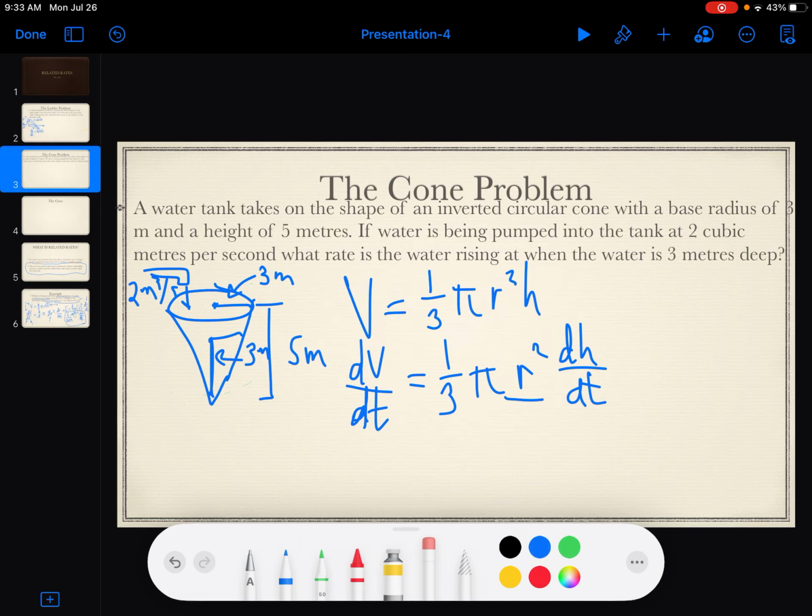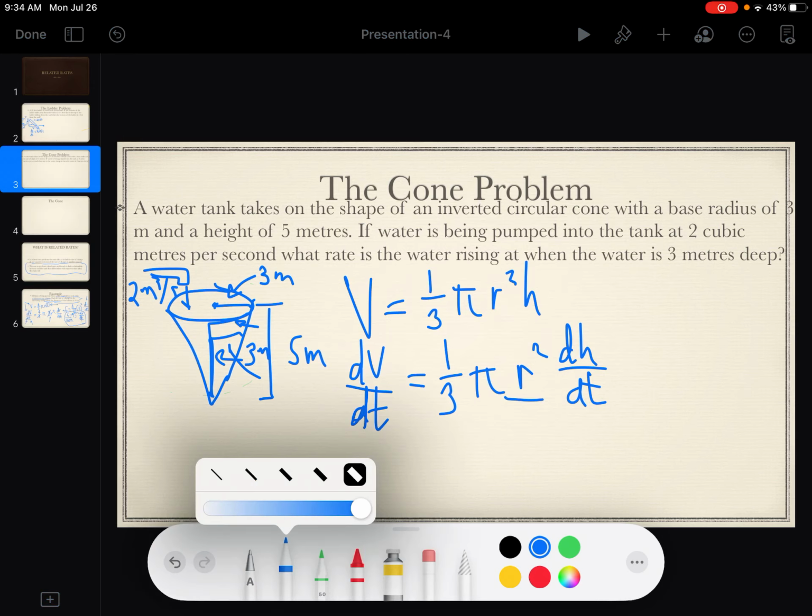As the water is being pumped in, both the height and the radius are changing. Because obviously the water is rising, as I'll depict right here. The water is rising. The radius here of water up here is different than the radius here. So as the water rises, the radius will also change. So we need to be aware of that. That is the first mistake.